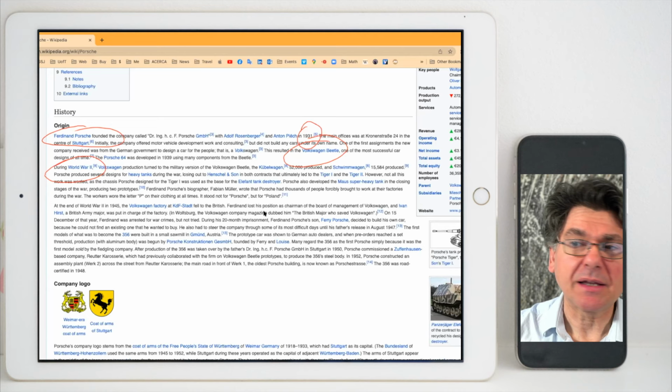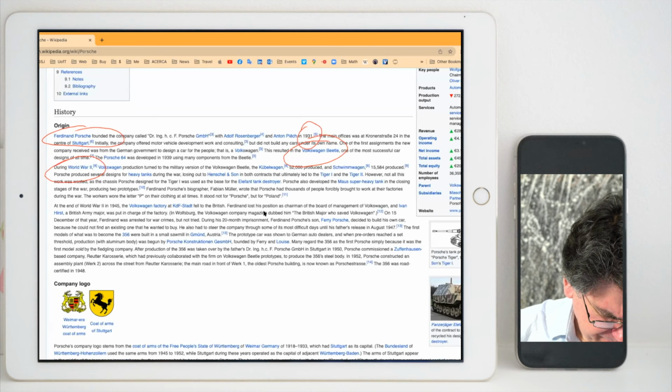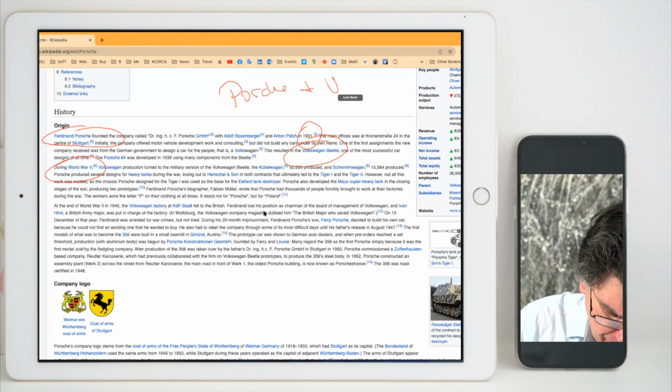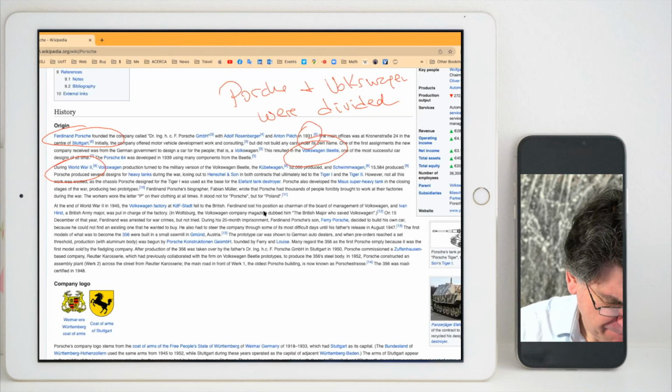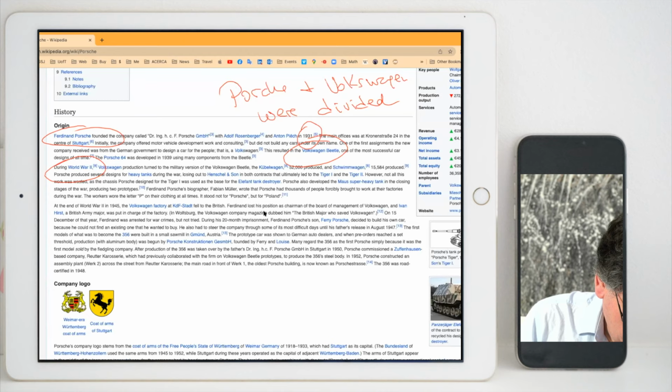And so Porsche and Volkswagen were divided. That was a long time ago, in the 1940s, more or less.